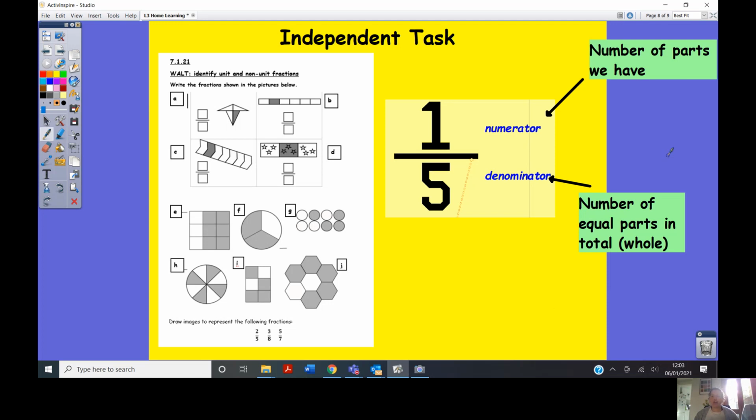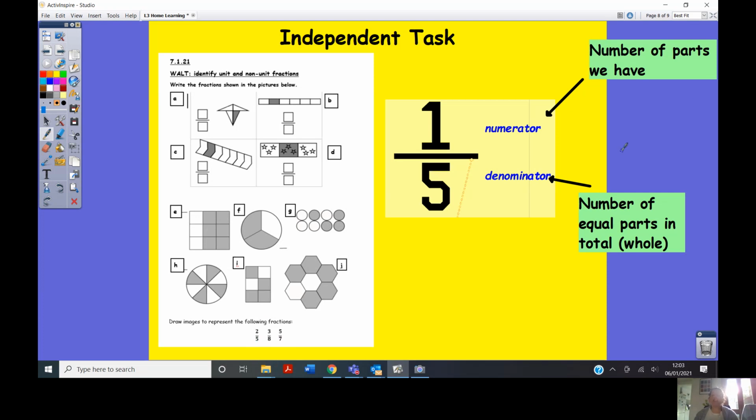So it is now time for you to go on to your independent task. You here have to write the fractions which are shown in all the pictures. So you can just write out the letter of the picture and write the fraction next to it. You can then also draw images to represent the following fractions.